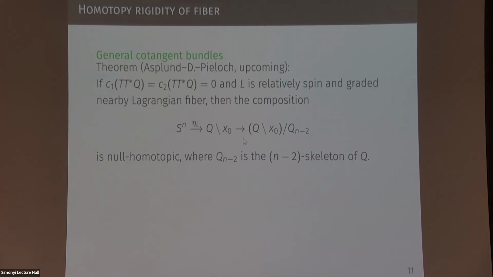The time for a short question. Could you just repeat the definition of exact? So the cotangent bundle carries a canonical one-form, this form that I explained initially. That form needs to restrict to an exact form on your Lagrangian.